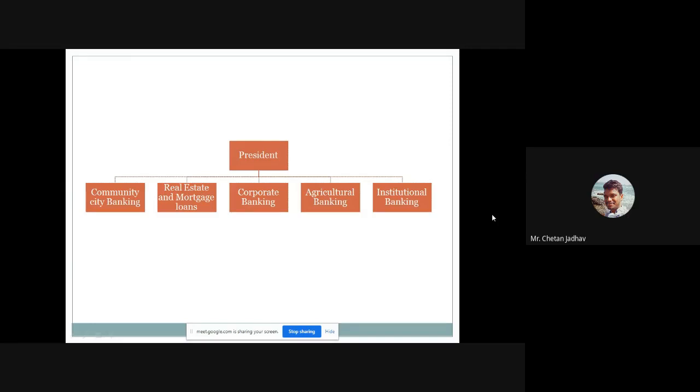Likewise, customer group: the first person is the president, the owner of that company or organization. Then according to customer, here we are taking the example of banking. As per the agriculture section, those who are related to agriculture, for that customer we will make a separate agricultural banking. Then institutional banking, corporate banking, real estate and mortgage loans, community city banking. This way we will make separate departments, and those who belong to institutional banking will visit that department only. According to that group they will visit, and it will be easy to access the different work as per their concern.